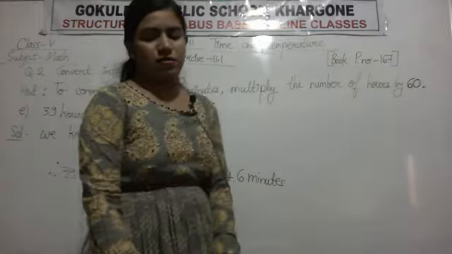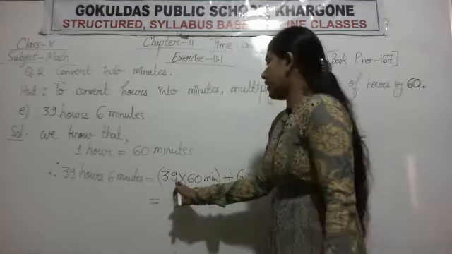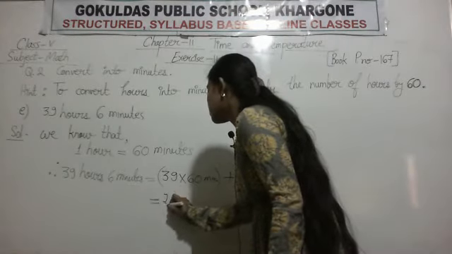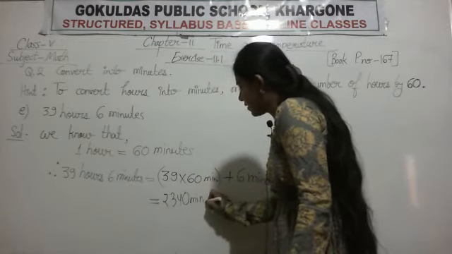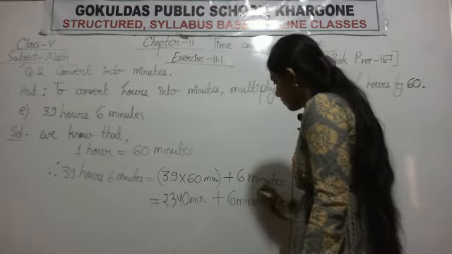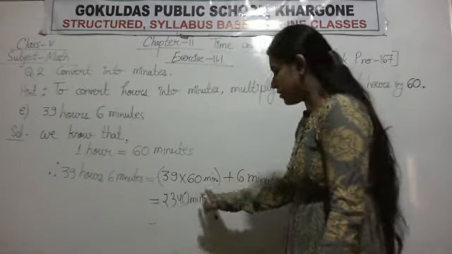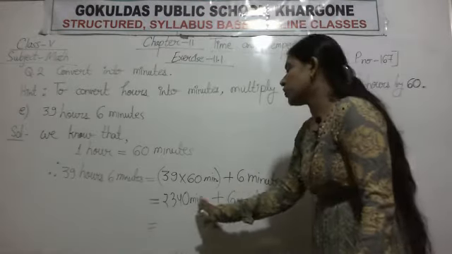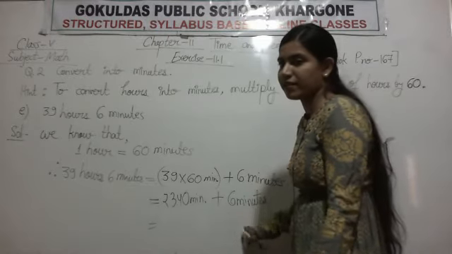Multiply both the numbers. When I multiply 39 by 60, my result is 2340. It is in minutes, plus 6 minutes. Now 6 is already in minutes, so both are in minutes. As their units are the same, we can add them.